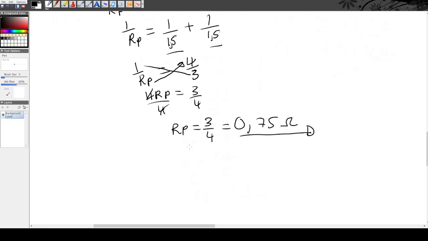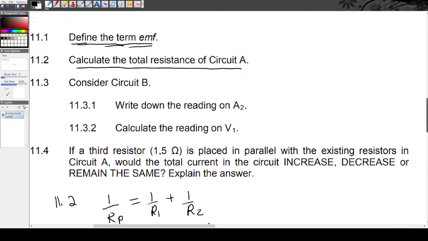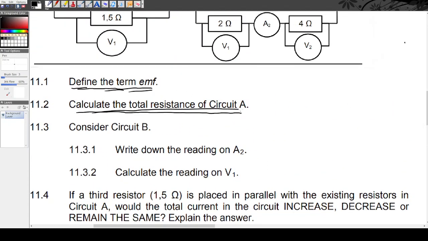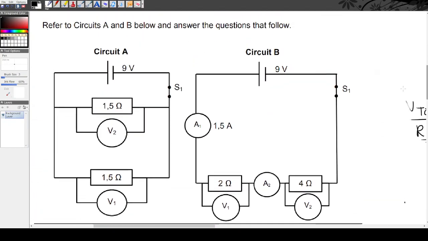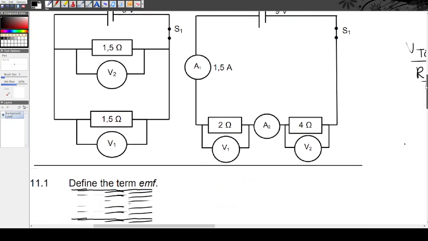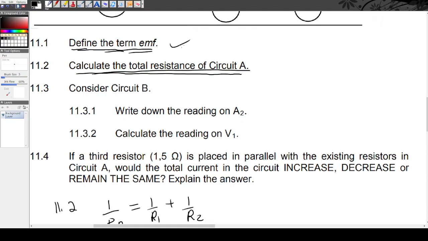So that is our Rp, the value of Rp, meaning this is the value of the total resistance of circuit A, because these are the only two resistors for circuit A, this one and this one. So we're done. Let's take a look at the third question. We answered this one. We said it's the maximum amount of voltage or energy that is needed to move a coulomb of charge or to move a group of charges around the circuit. So the total resistance we already calculated for circuit A.